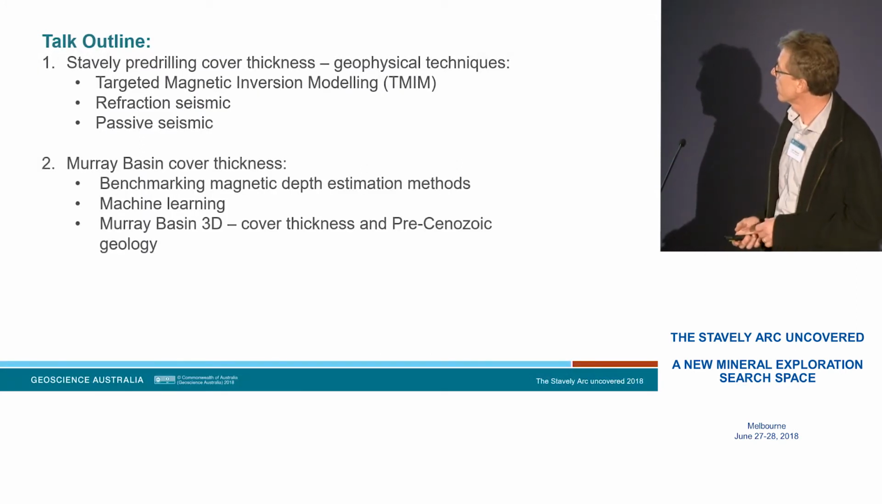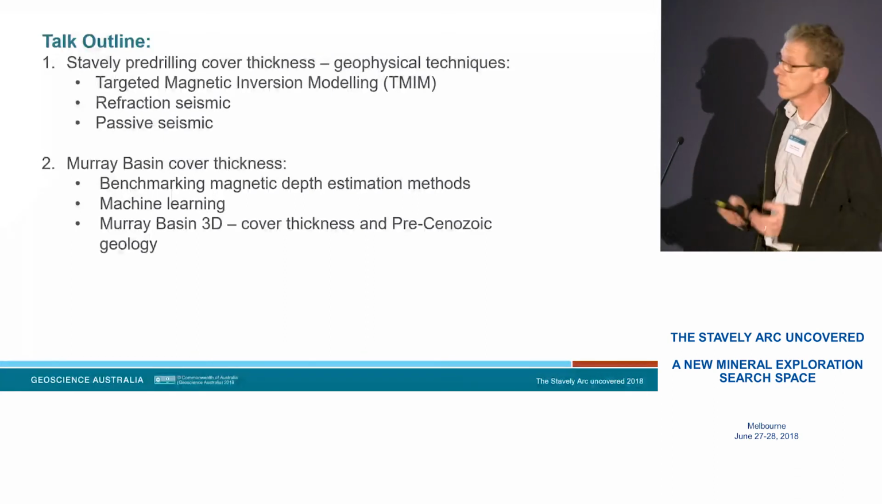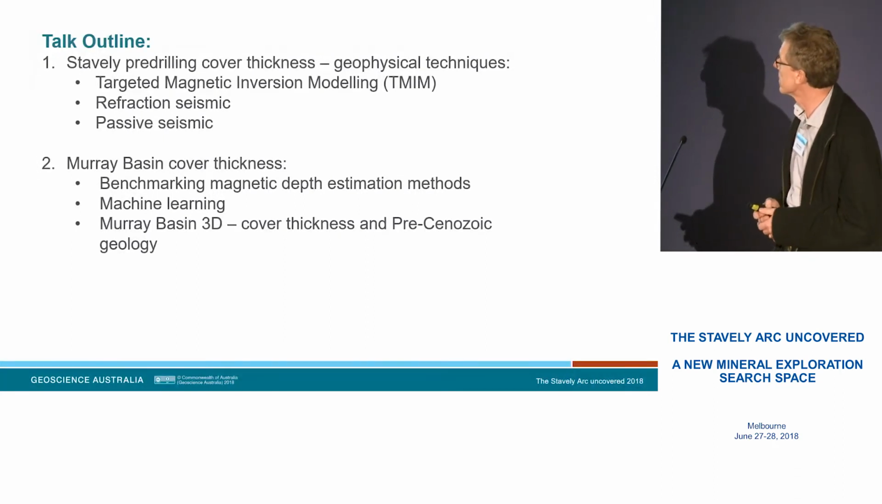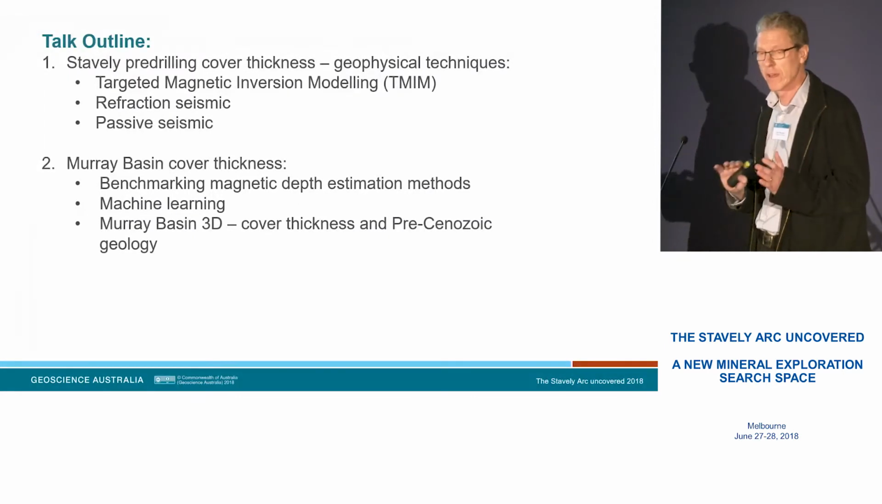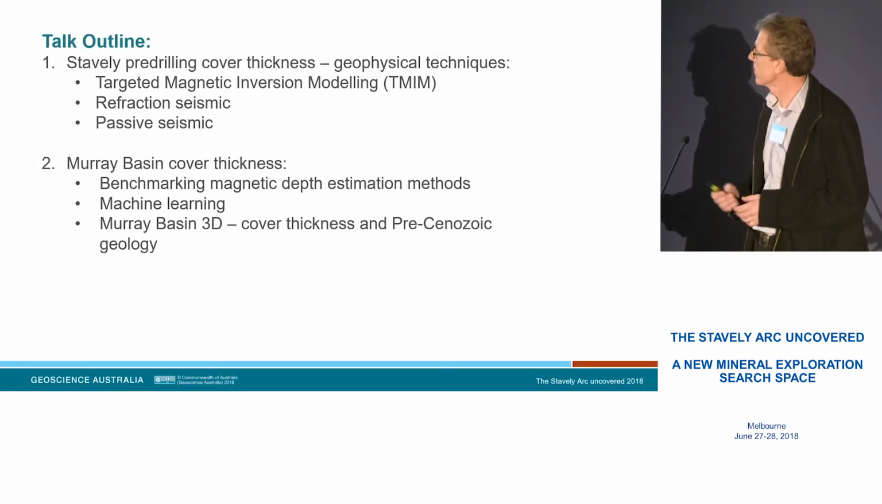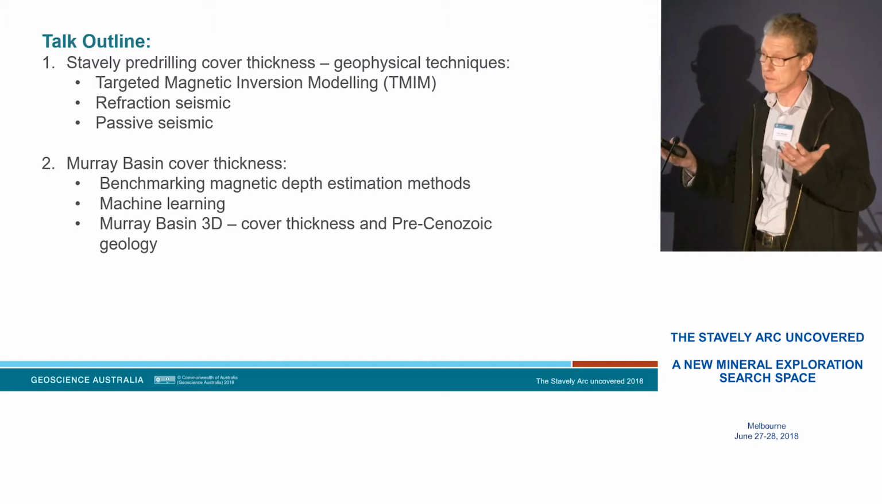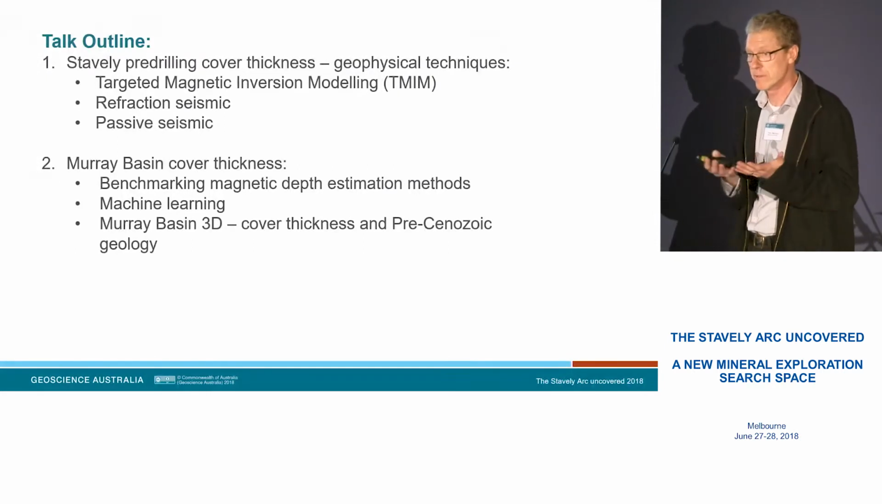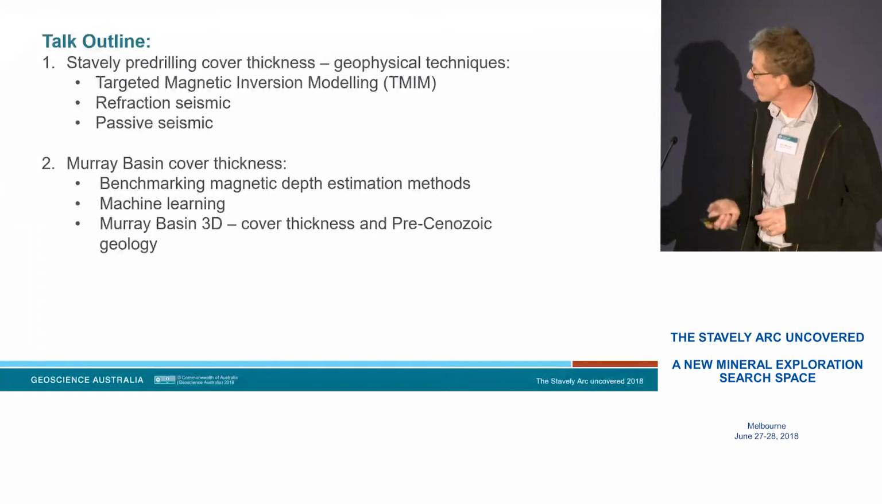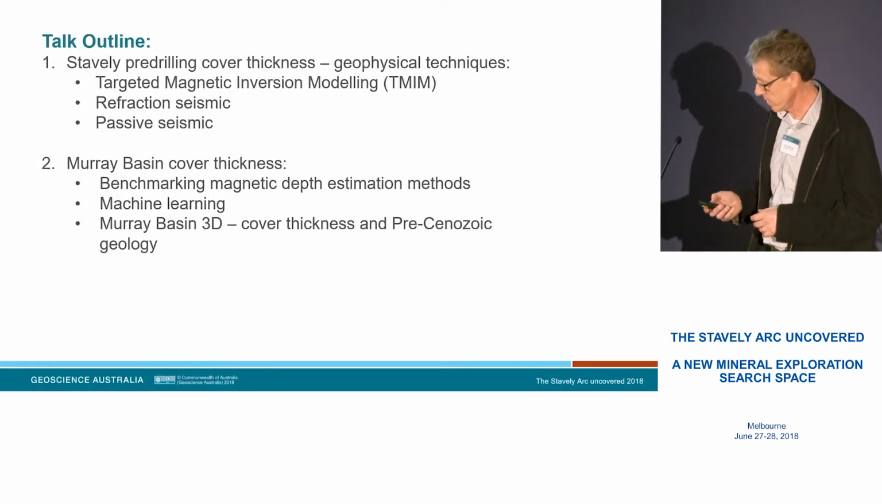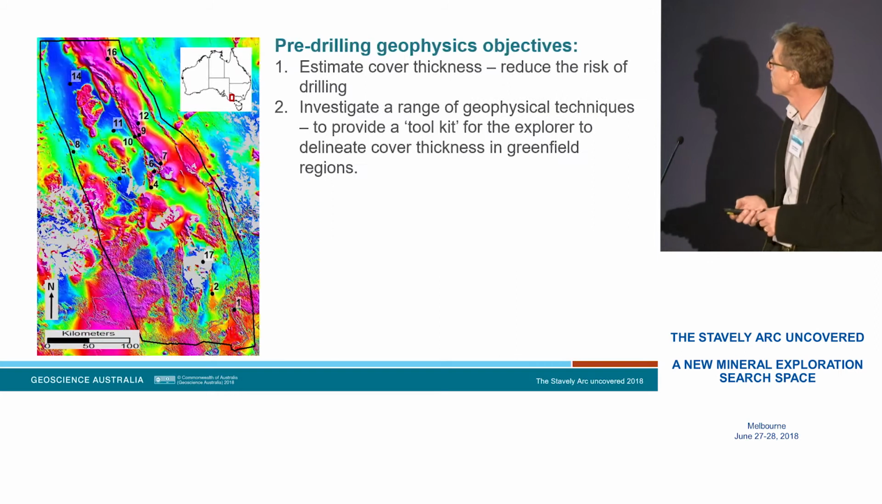And then after that, we'll talk about the more regional look at cover thickness. So Murray Basin, looking at some benchmarking of a few different magnetic depth estimation methods, to see which ones work, which ones don't. Then machine learning to basically connect the dots between your depth estimates, produce a cover thickness surface, and then looking at that surface in 3D with some solid geology maps as well.